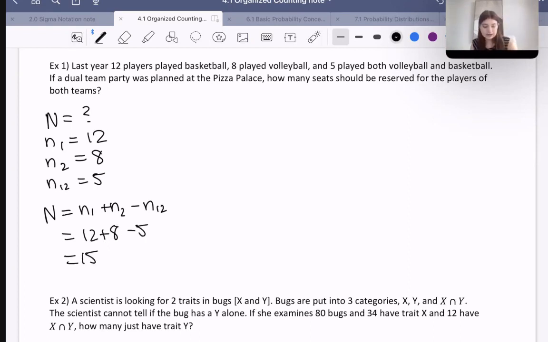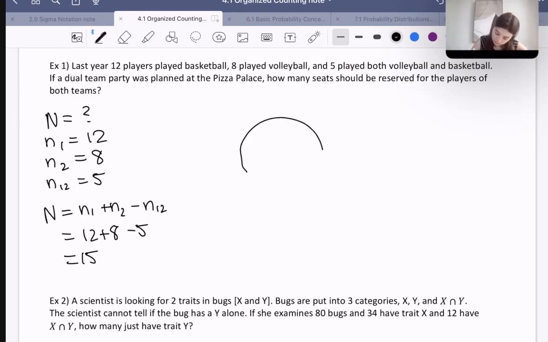At first glance, we might think we have to save 20 seats at the pizza place, because there are 12 members of basketball and 8 of volleyball. But because 5 of those people are the same people, we don't actually have to reserve 2 seats for people who play on both sports teams. There's still just one person. They still just need 1 seat. Very good. Now, what's another way to do it?